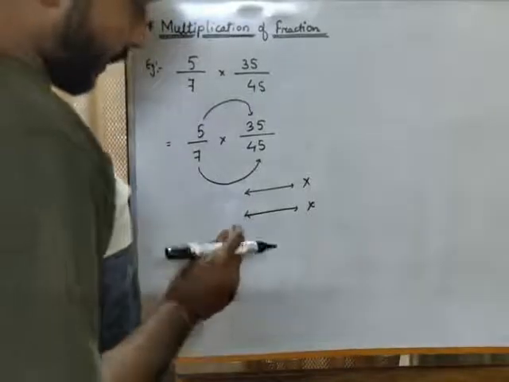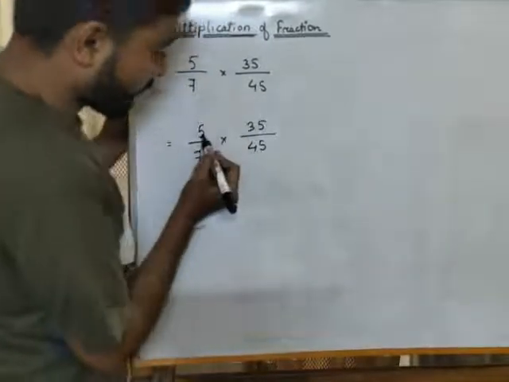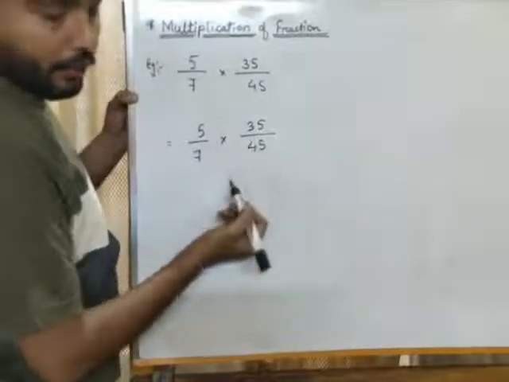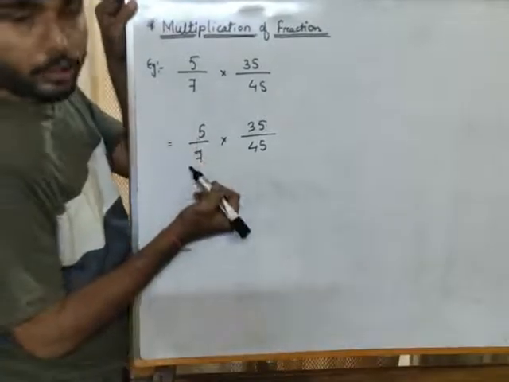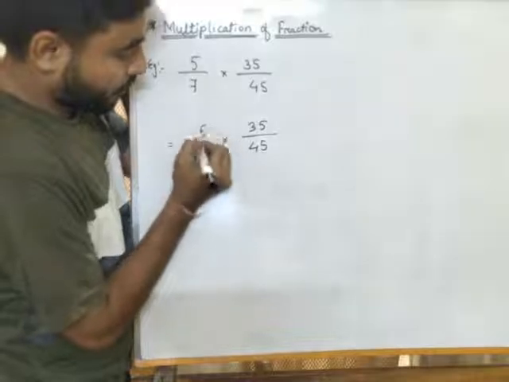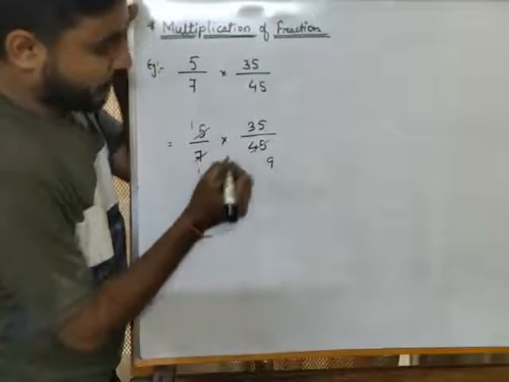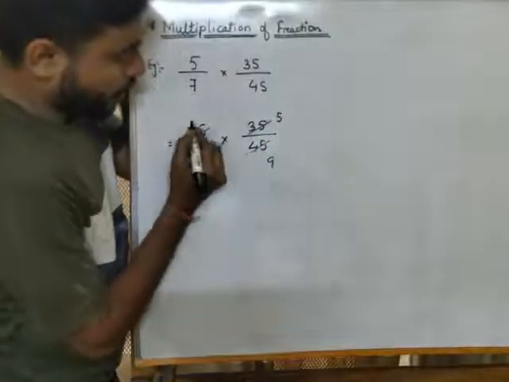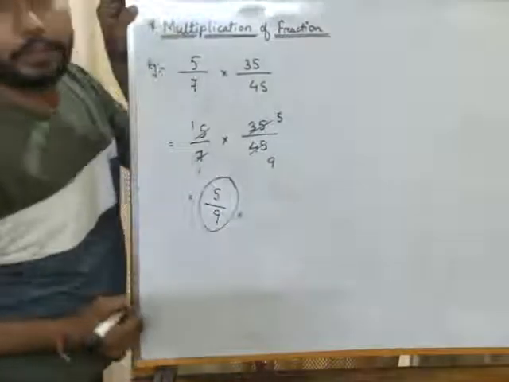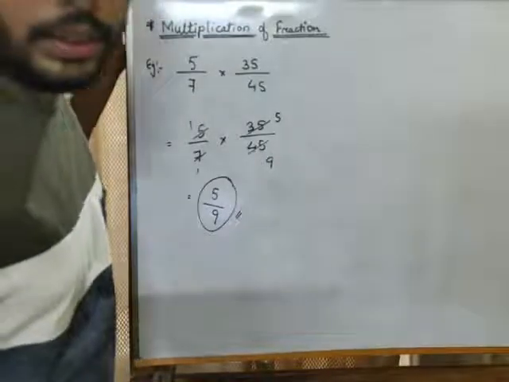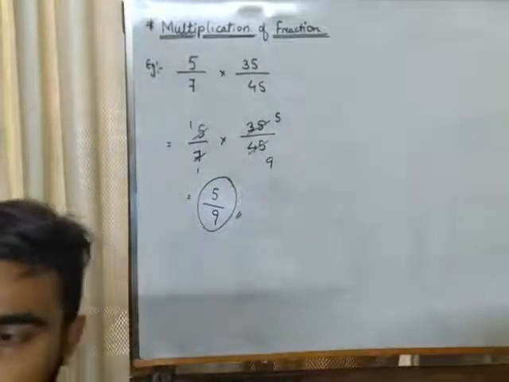So is it clear? Now when I cancel this, I cannot cancel this 5 and 35 since both are numerators, but I can cancel this 5 and 7 if it is possible. But here this is not possible. 5 and 45, 5 one time, 5 nine times, 7 one time, 7 five times. So 1 into 5 is 5 and 1 into 9 is 9. So the answer is 5 by 9. Okay, so in this way you have to do the multiplication of fractions. Is the board very clear to all of you?